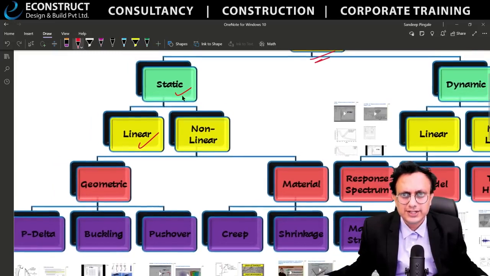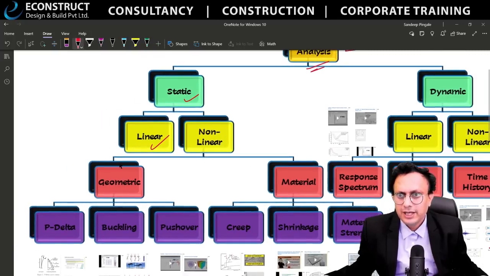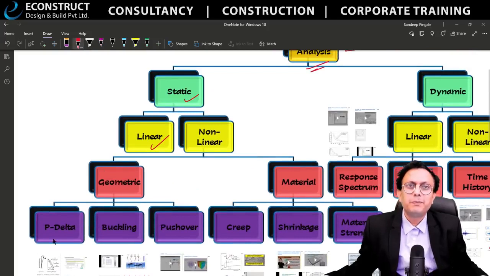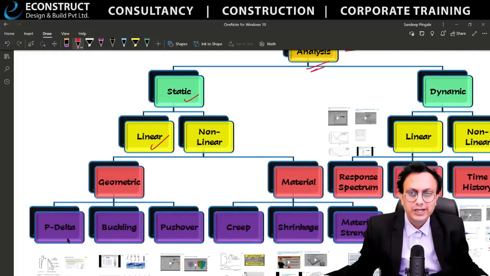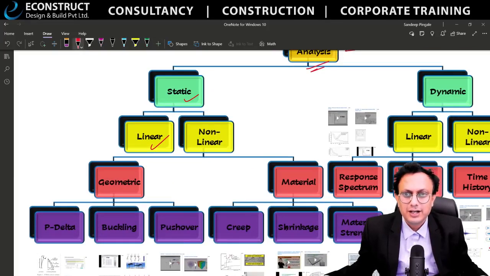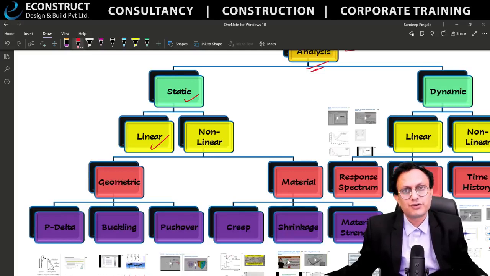If you see that in the static analysis only, we are having the nonlinear option, which is the geometric nonlinear, we are also having the material nonlinear option. In the geometric nonlinearity, we are having the P delta analysis. P delta, buckling, pushover, creep, shrinkage, material. Okay, in which the geometric nonlinearity will be having only P delta, buckling and pushover. In the material nonlinearity, we are having creep, shrinkage and material strength.